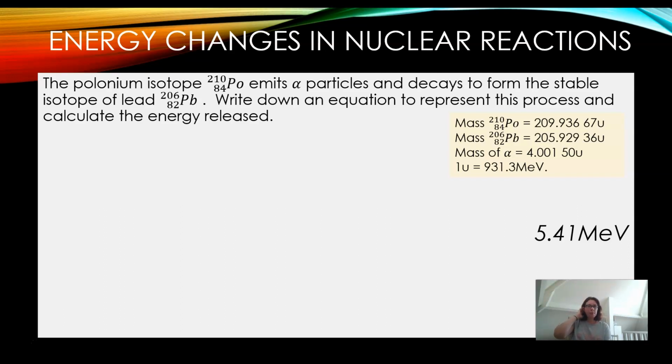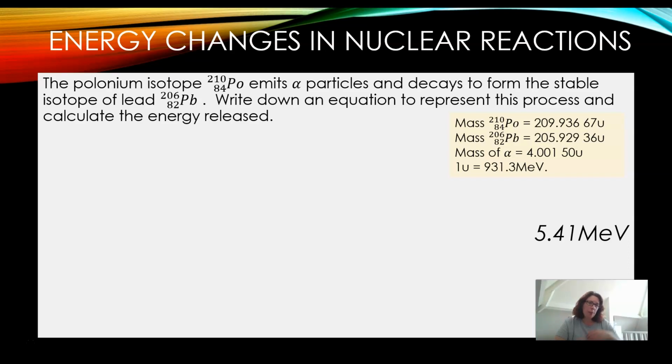Now you are given some information in the question. It's important we talk about this information because you won't come across it in this form before. It tells you that the mass is 209.93667 U. Now this U value is the average mass of a proton or neutron, and it's given to you on your data sheet. I think it's 1.67 times 10 to the minus 27.